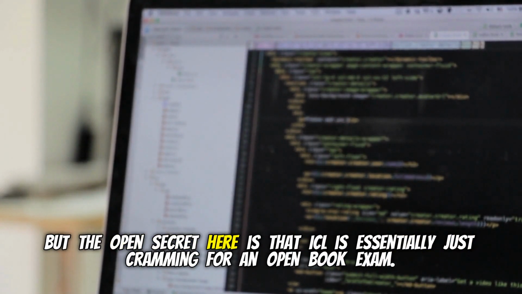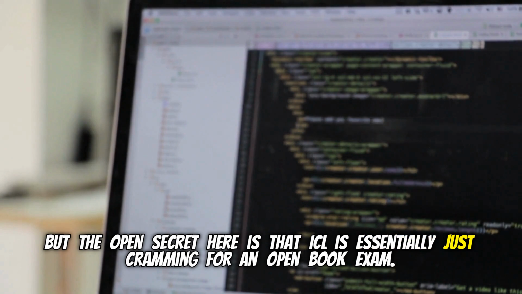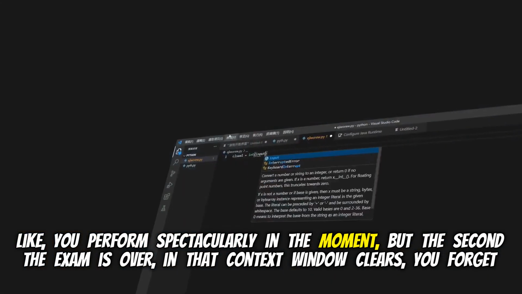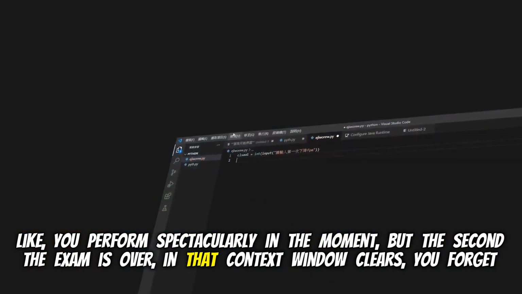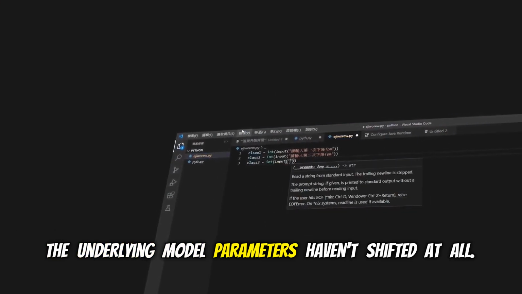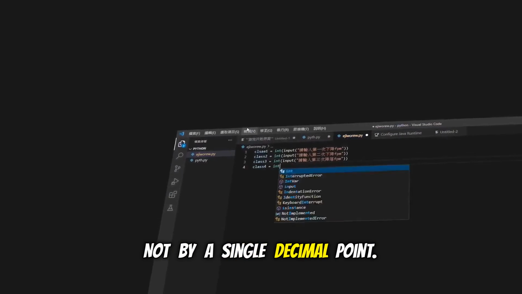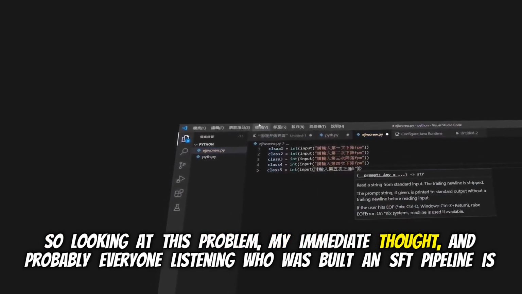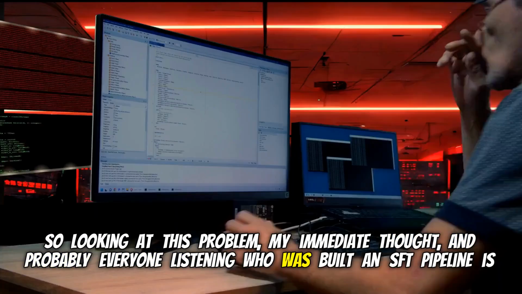But the open secret here is that ICL is essentially just cramming for an open book exam. That is exactly what it is. Like, you perform spectacularly in the moment, but the second the exam is over and that context window clears, you forget everything. The underlying model parameters haven't shifted at all. Not by a single decimal point. Total amnesia.